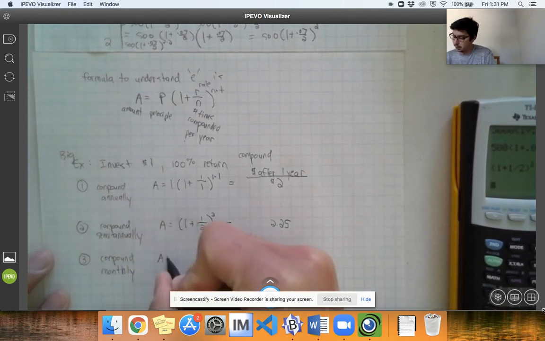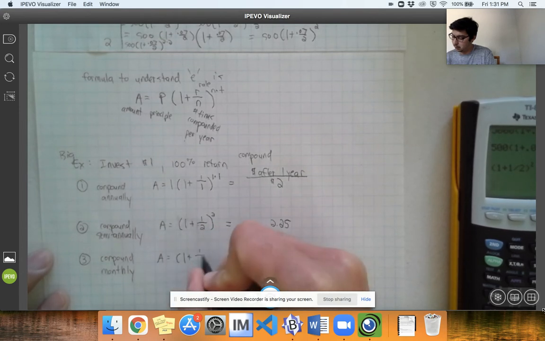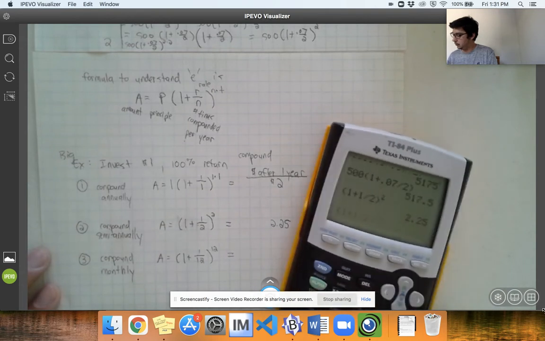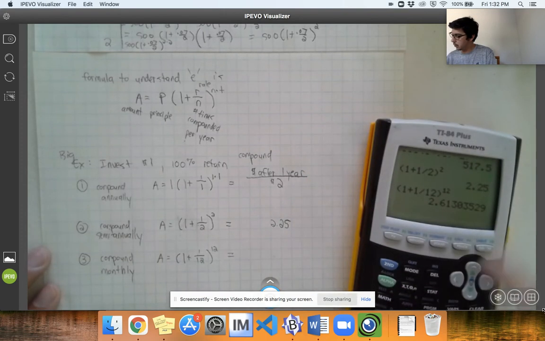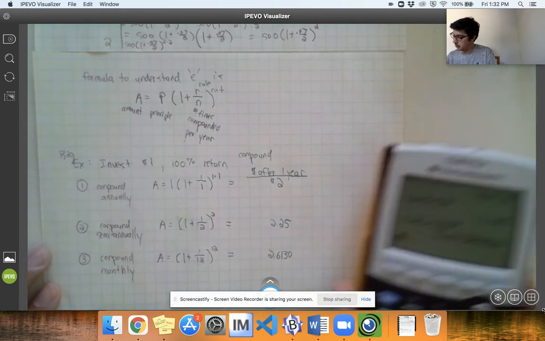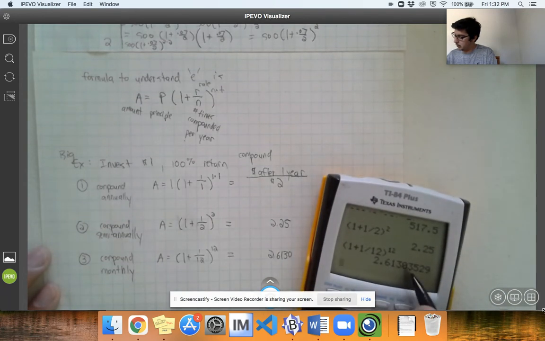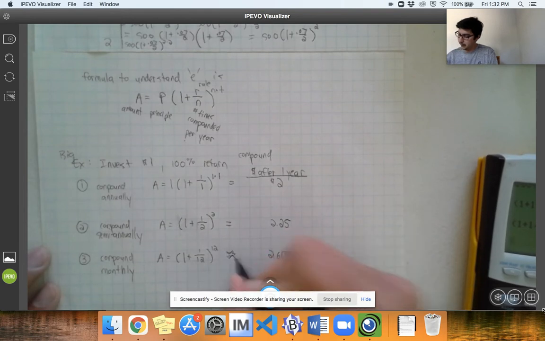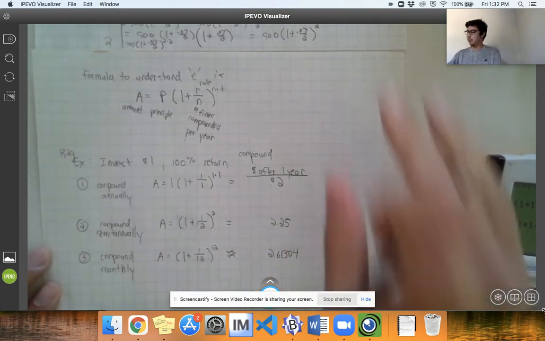So then that would be 1 plus 1 over 12 to the 12th, which is equivalent to 2.613 roughly. And I'm going to go 3 numbers out, or 5 numbers out. So 61304 is what I'll do, approximately. Okay. And we're getting more money, and that's great.